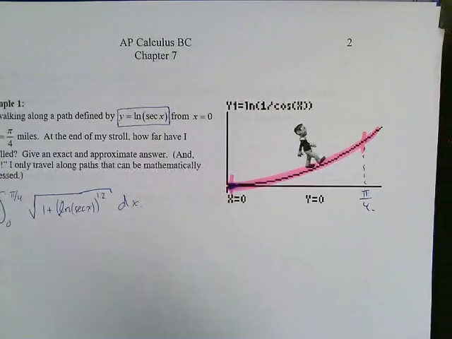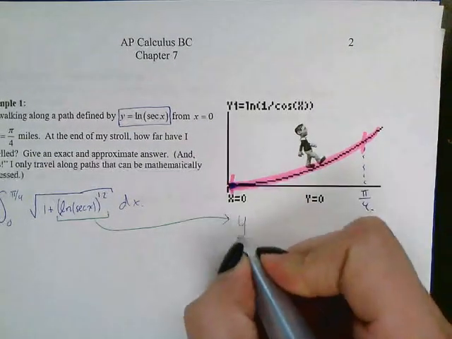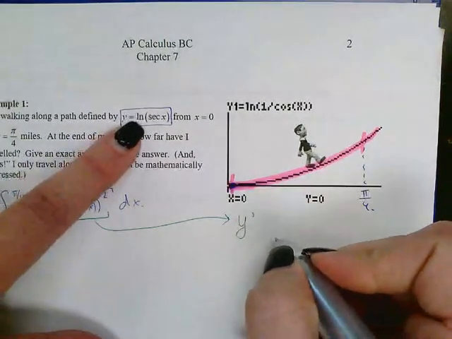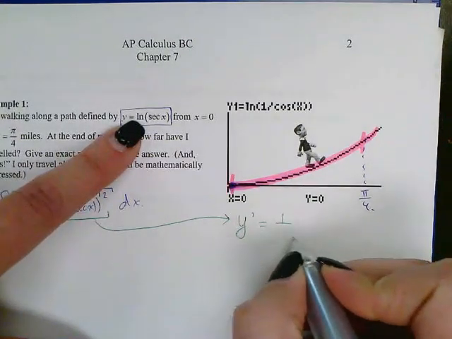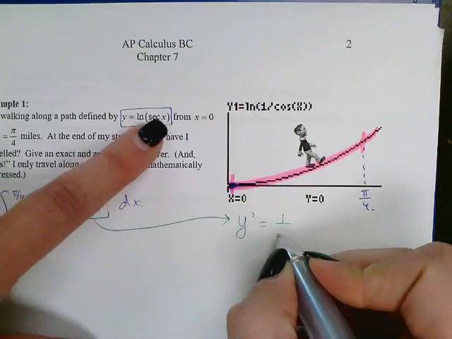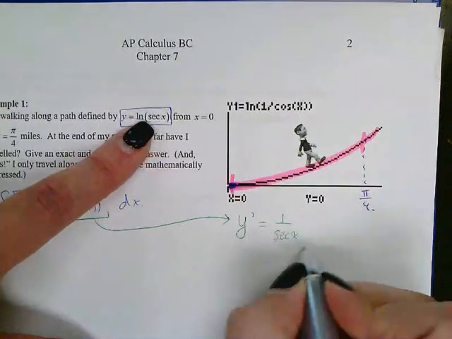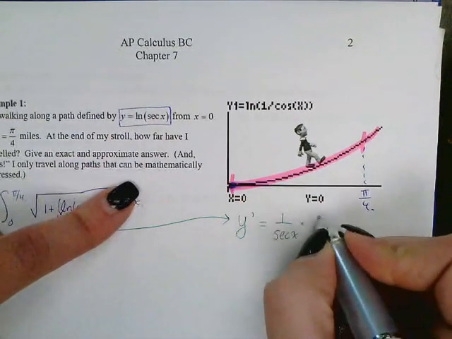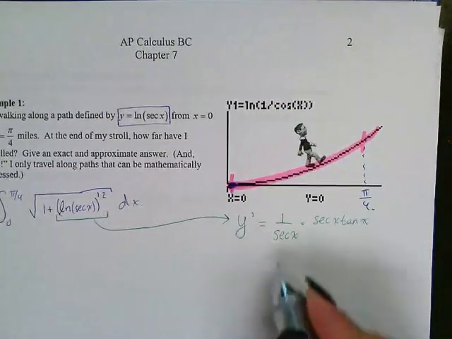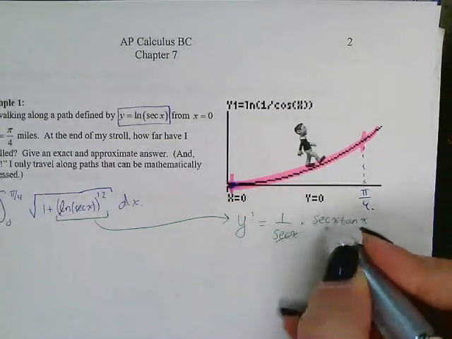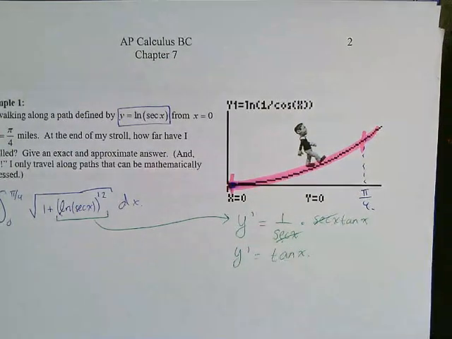So side work, of course, what do you got to do? I'm going to find the derivative of this function. What's the derivative of ln of anything? It's 1 over that something. So ln of something is 1 over that something times the derivative of that something. And what is the derivative of secant of x? Secant x tan x. So what happens here to secant x and secant x? They're gone, so our derivative that we're left with is just tan x.